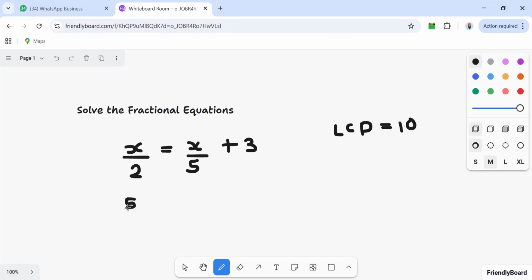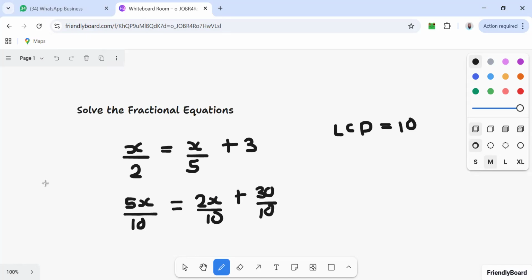So if I convert all the terms to equivalent fractions, like we did, this is going to be 5x over 10 is equal to 2x over 10 plus 30 over 10.